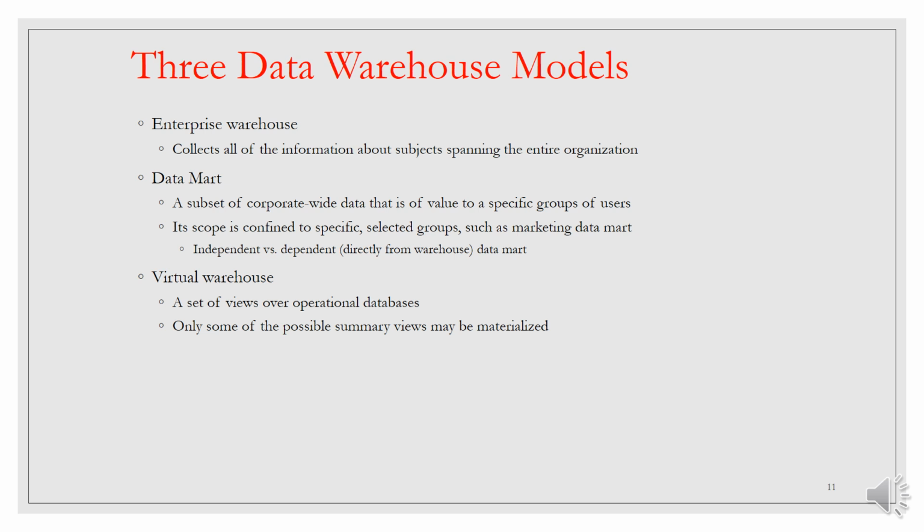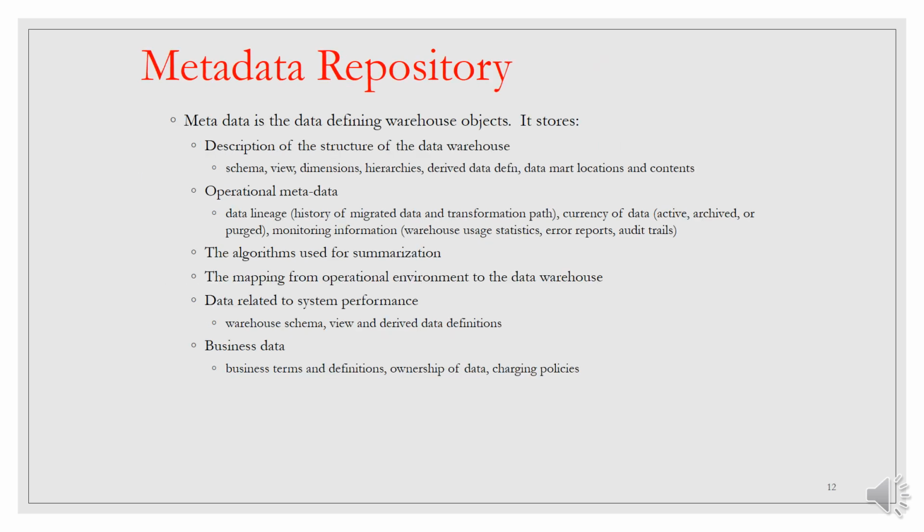A virtual warehouse is a set of views over operational databases. Only some of the possible summary views may be materialized. So, the metadata repository. I'm speaking about all the blocks present in the diagram, the multi-tiered data warehouse architecture. Metadata is data defining warehouse objects. It stores the description of the structure of the data warehouse, operational metadata, algorithms used for summarization, mapping from the operational environment to the data warehouse, data related to system performance, and business data.